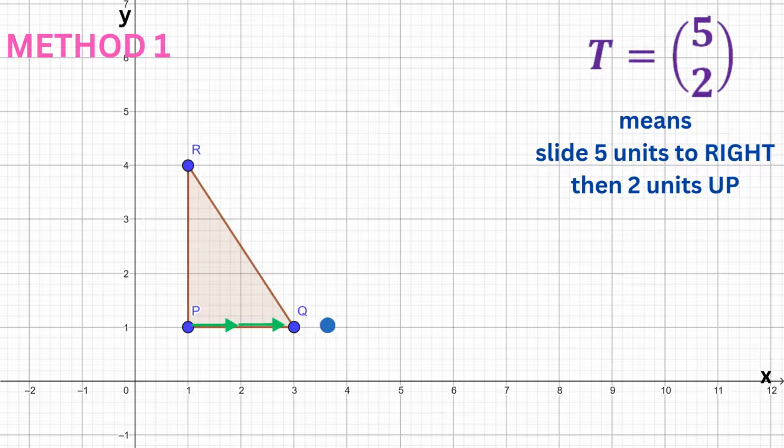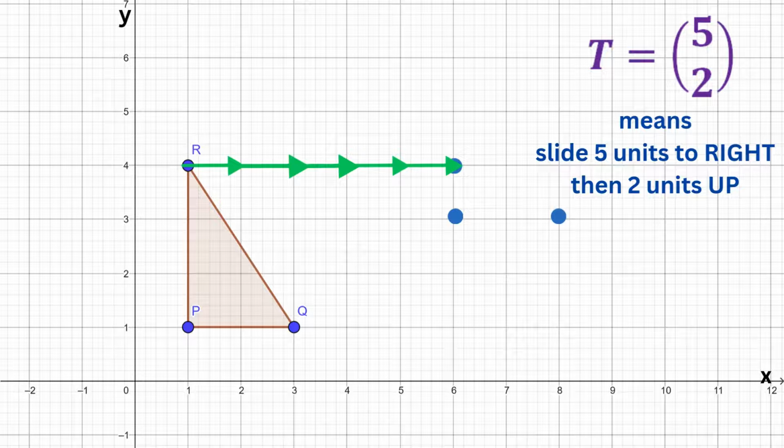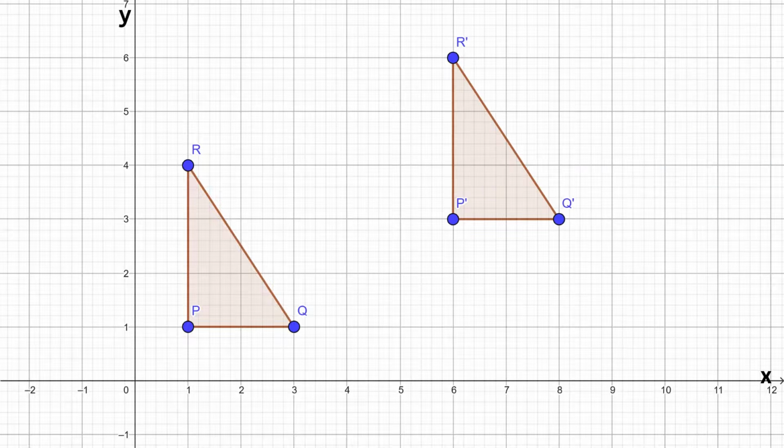The point will move 5 units to the right and then 2 units up. Point Q will do the same, 5 units to the right and then 2 units up. Likewise, point R, 5 units to the right, then 2 units up. We connect the points, and there we have our translated shape. Take note of how we label the translated triangle. This is to indicate that it's the image, not the original shape.